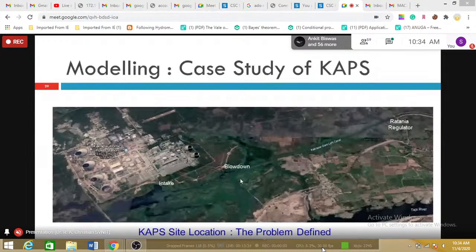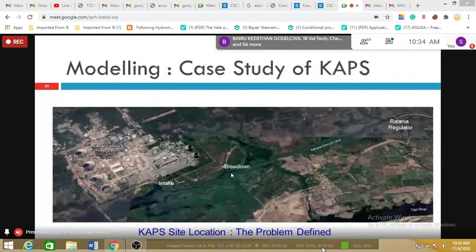This is almost 2 kilometers from the blowdown. This is the plant blowdown. This is the intake. This is the blowdown where the wastewater is added. And from here, this is a 2-kilometer distance. This was the problem: to model the radionuclide waste concentration once released into this canal system and then going out from 2 kilometers, being available to the public.